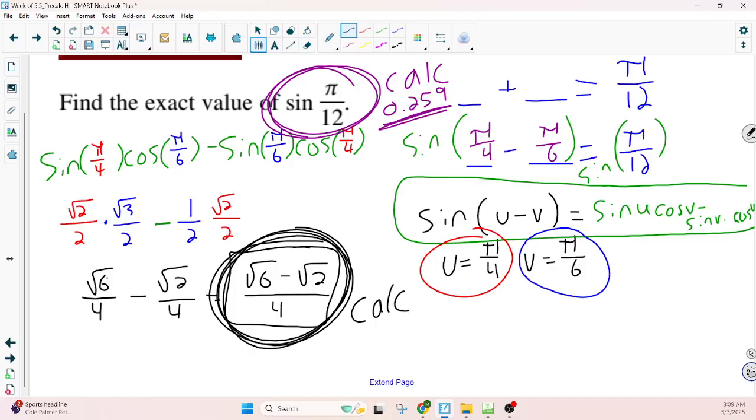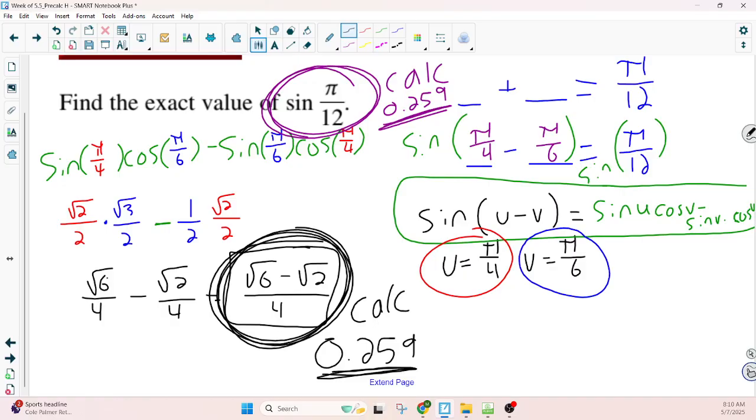I'm going to use parentheses, or I'll do alpha x, and I'll do the square root of 6 minus the square root of 2 all over 4, and that gives me 0.259. So you will get the exact same answer. You found the exact answer using the sum and difference formula.